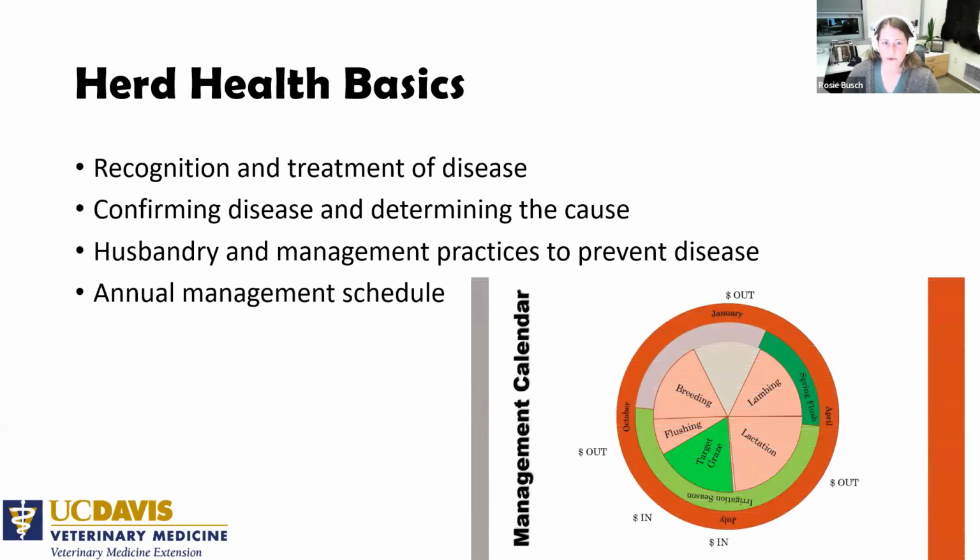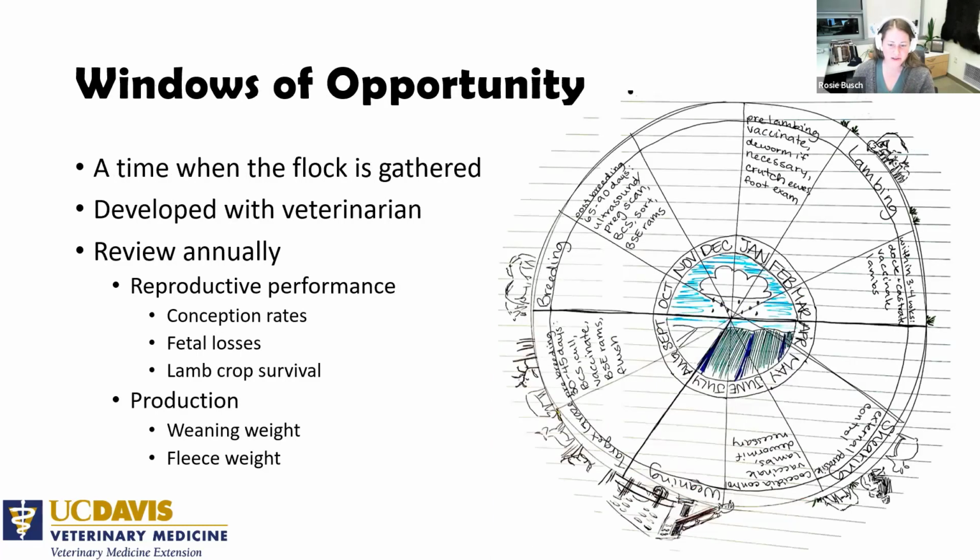So this was the example that was provided in that talk. And we'll kind of take this, and I did a little sketch of what that might look like with Dan's example flock. So we call them windows of opportunity. It's basically any time that the flock is gathered. And if the flock isn't gathered for management practices at the moment, or you don't have animals yet that you're considering this, this is the time to start planning those. So usually we develop this plan with a veterinarian or your animal health advisor, and these should be reviewed annually.